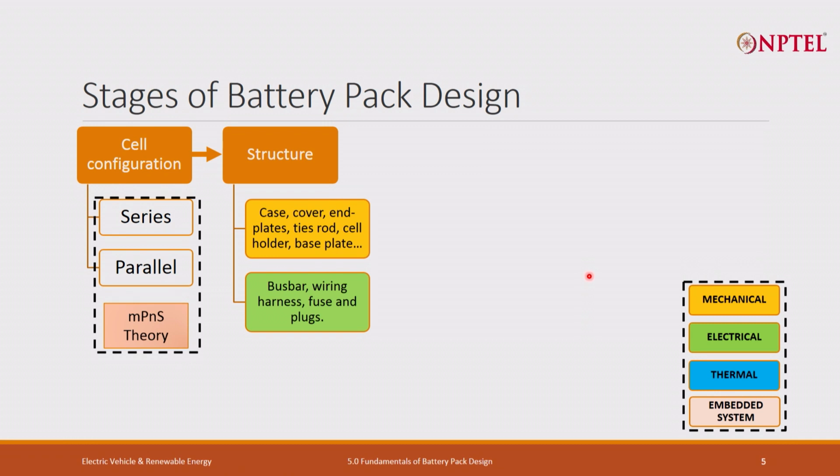What others? Then we have bus bar, wiring harness, fuses and plugs. These all come under electrical parts. Then we have cooling jacket, safety valves, thermistors. These all are thermal parts, and this whole together makes a structure.